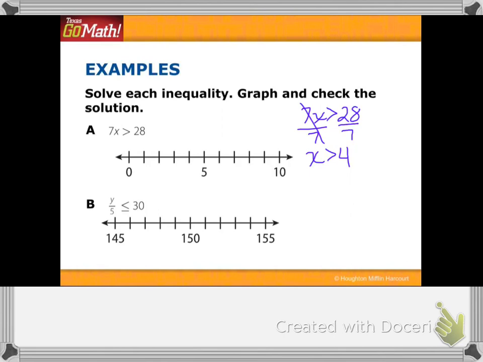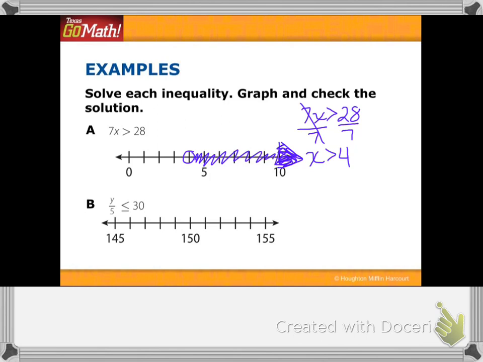Now that we've done this, I need to graph it on my number line. I'm going to use the 4. Since it's greater than, I know I need an open point. So at the 4, I'm going to put an open point. And when I think about what's a number that is greater than 4, well, 8, 9, 11, all of those are greater than 4, and those would be on the right side of the 4 on my number line. So I'm going to shade to the right. And of course, I put that arrow to represent the fact that it goes on and on forever.